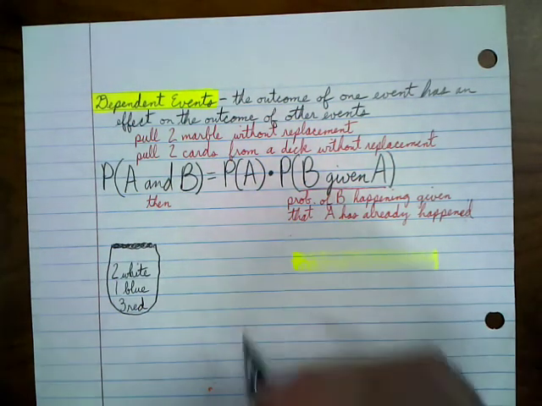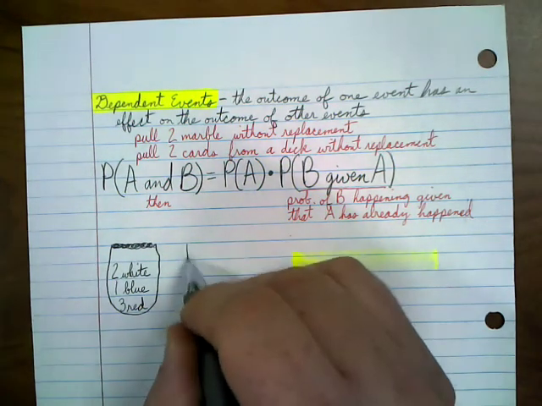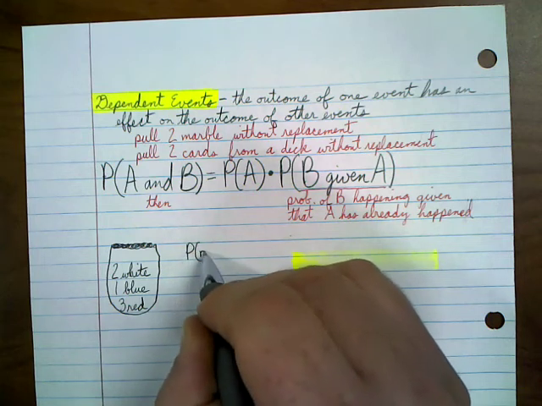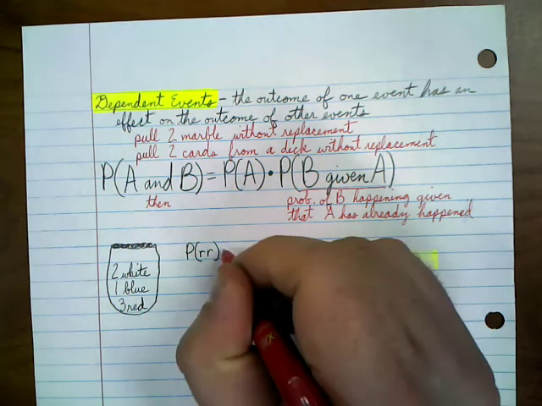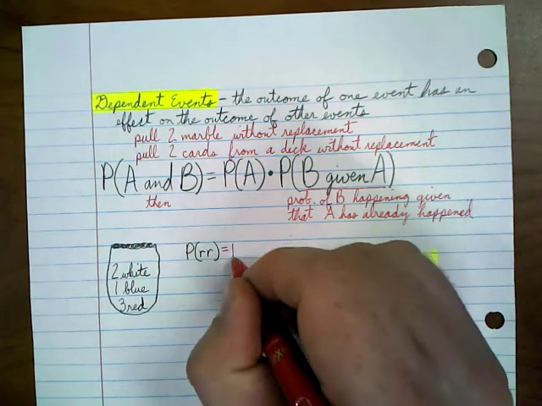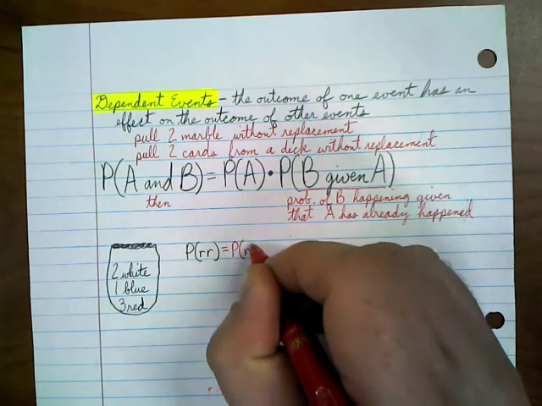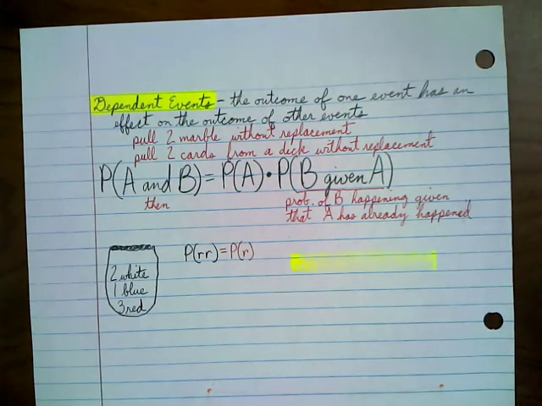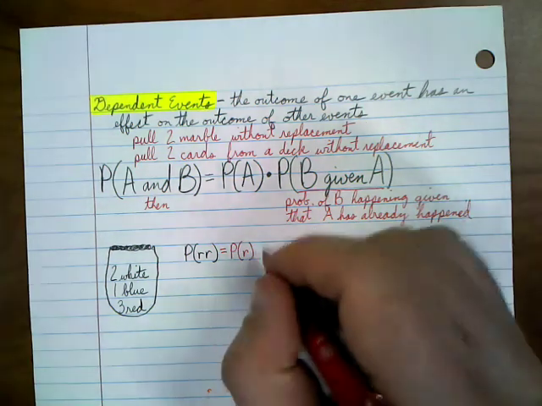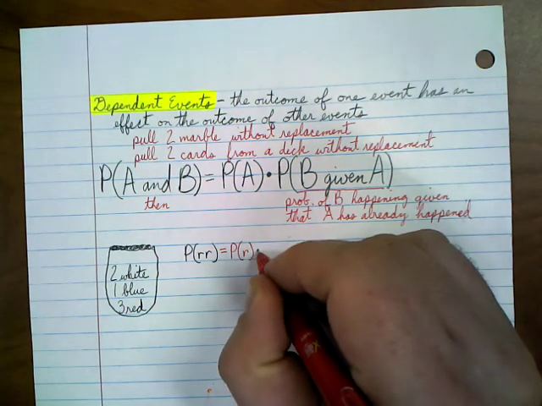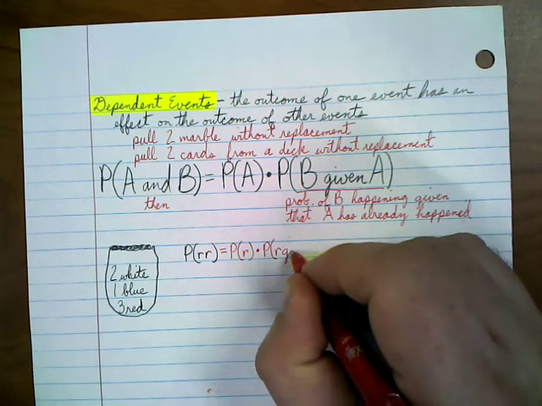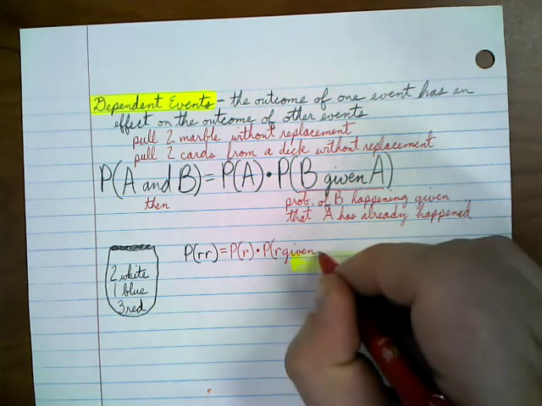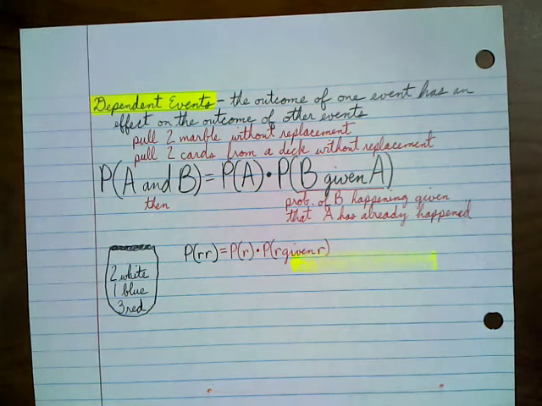So I want to find the probability of pulling out 2 red marbles. So this is going to be the probability of pulling that first red marble, but then times the probability of pulling a second red marble, given that I've already pulled a red marble out.